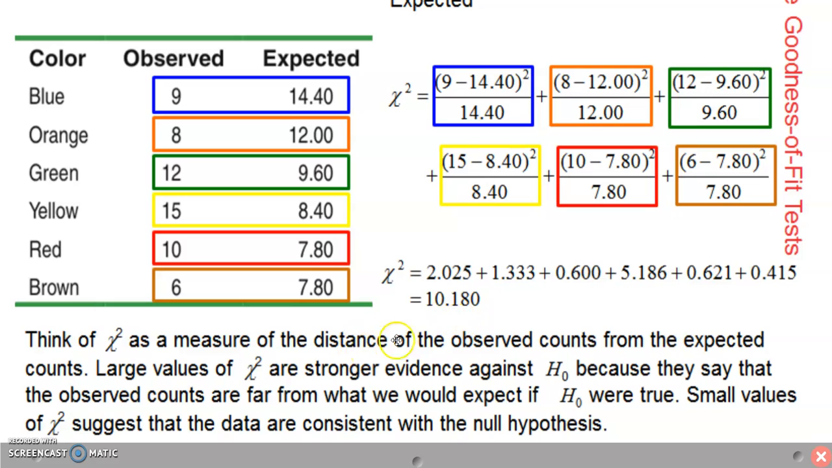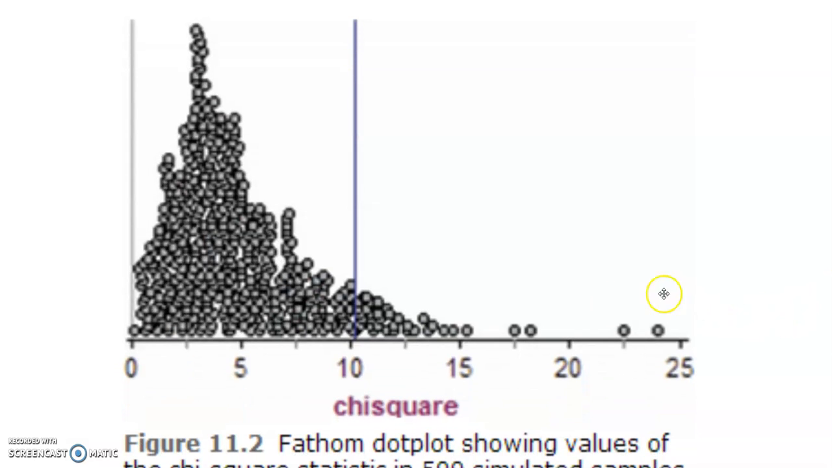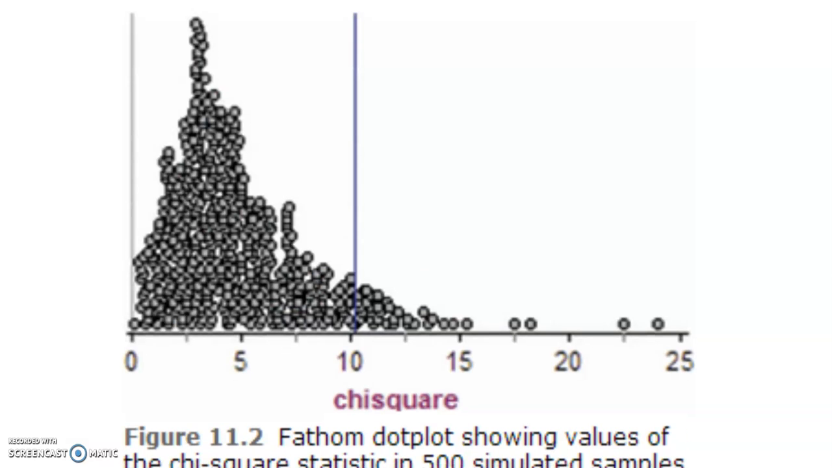But then we have to think about what numbers count as large. The way you do that is you look at what would happen if you did this many, many times if the null hypothesis were true. And you can see this is what the distribution of those chi-squared statistics looks like. 10.18 is about right here. So how often do we observe a value that large just because of randomness? Well, you'd have to find the proportion that are to the right of that, and I don't know what that is.